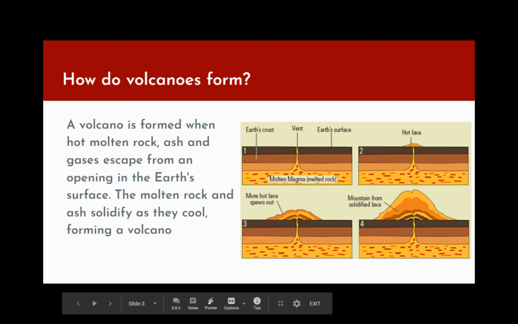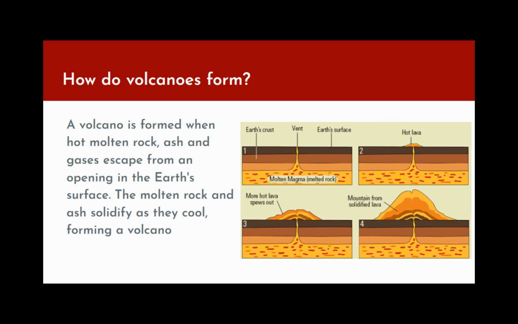So, how do they form? When a volcano forms, hot molten rock, ash, and gases escape from the Earth's crust, and that molten rock and ash solidifies as they cool. So we've got our molten magma, which is our melted rock way below the Earth's crust, and it forms a vent, just kind of a crack in the Earth's surface. And that magma can rise up, and it will become lava.